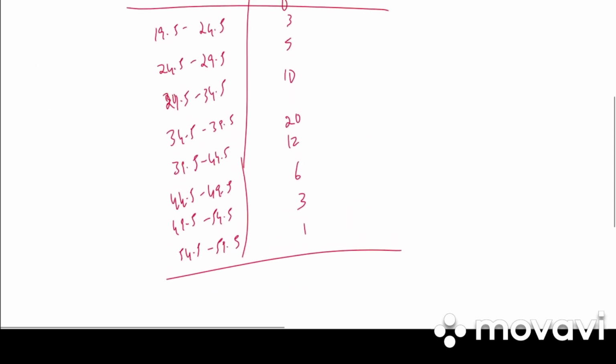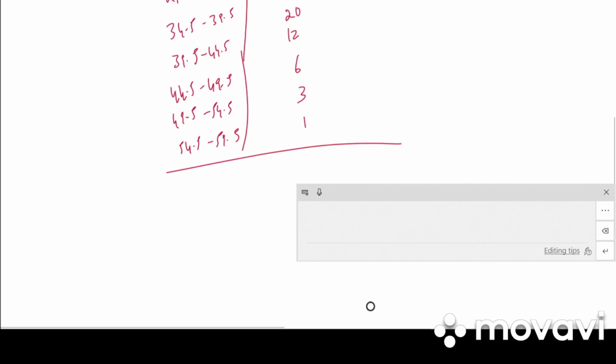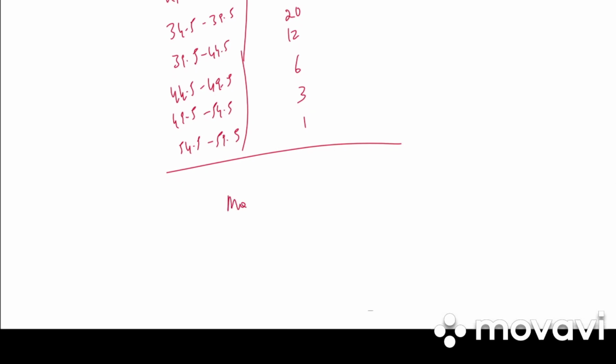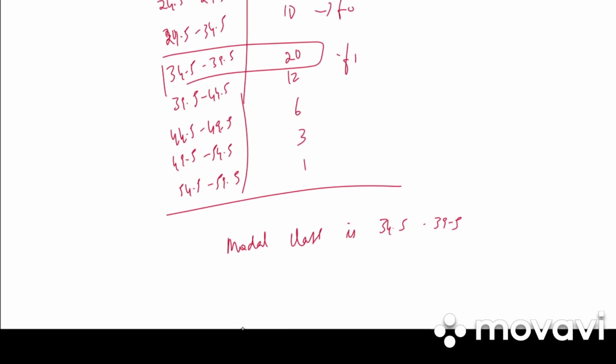So which is the highest number? It is 20. So as the class interval 34.5 to 39.5 has the highest frequency, that is 20, the modal class is 34.5 to 39.5. So F1 will be 20, F0 is 10, F2 is 12.